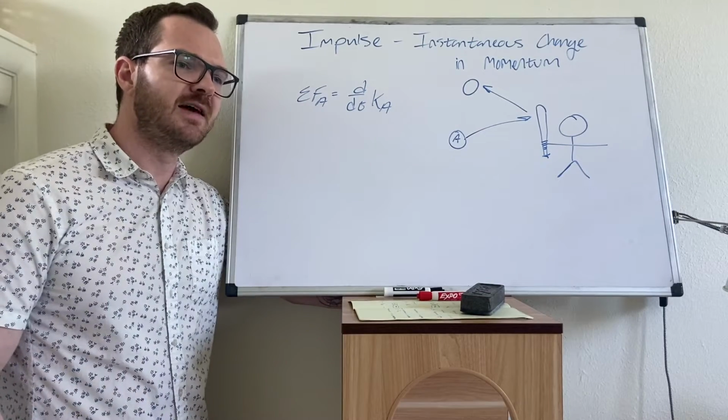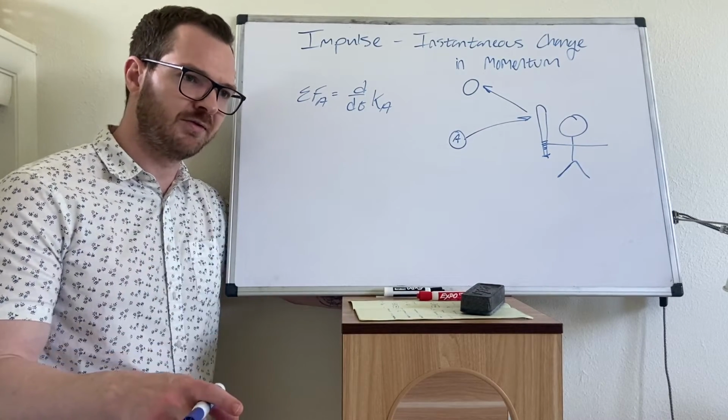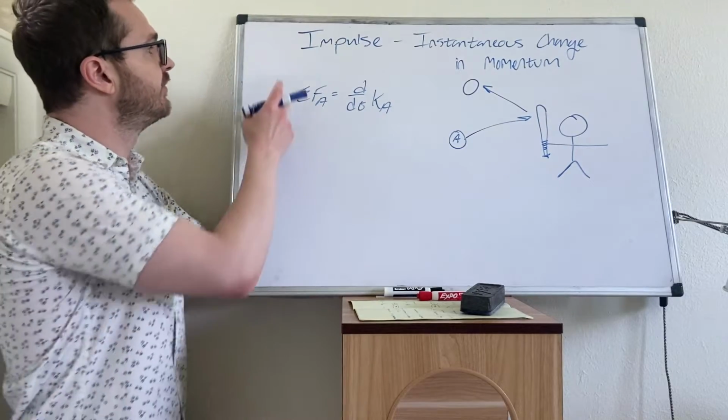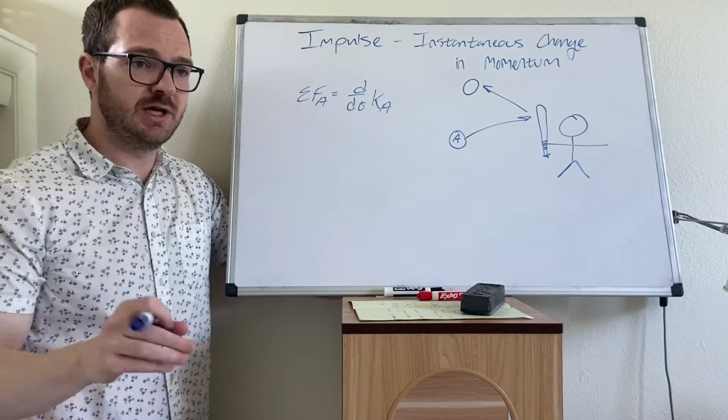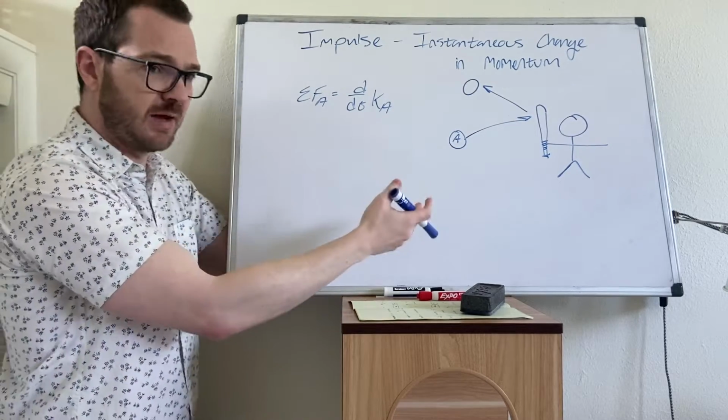Hey everyone, in today's video we're going to talk about impact events, and we're going to perform the analysis in terms of an impulse. Impulse is an instantaneous change in momentum. So let's set up an example problem.